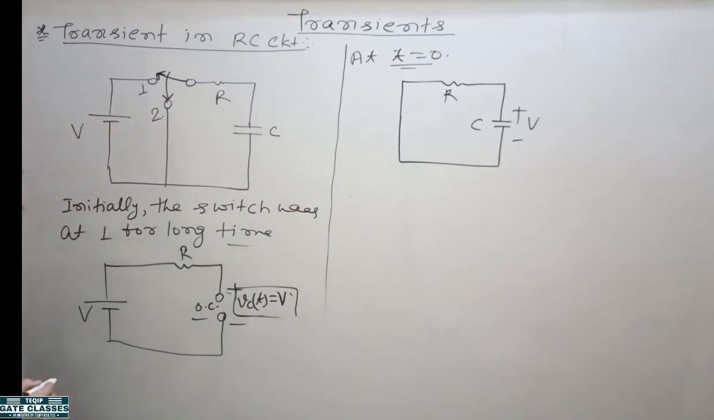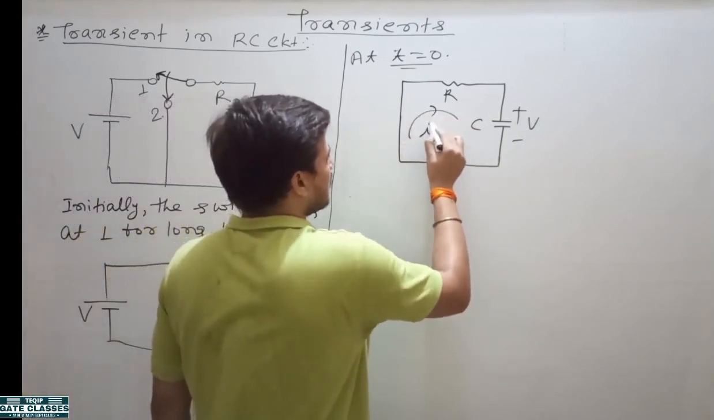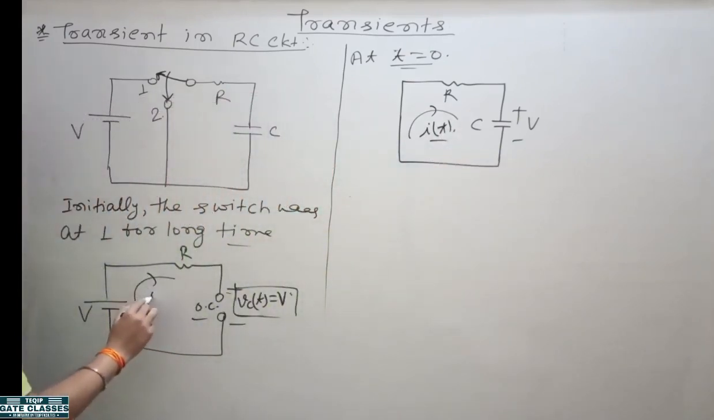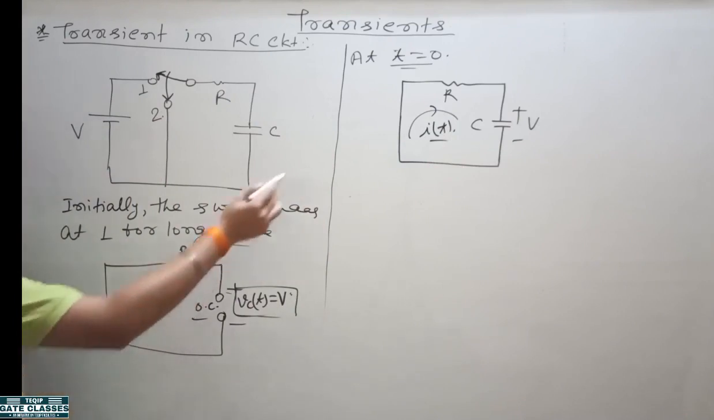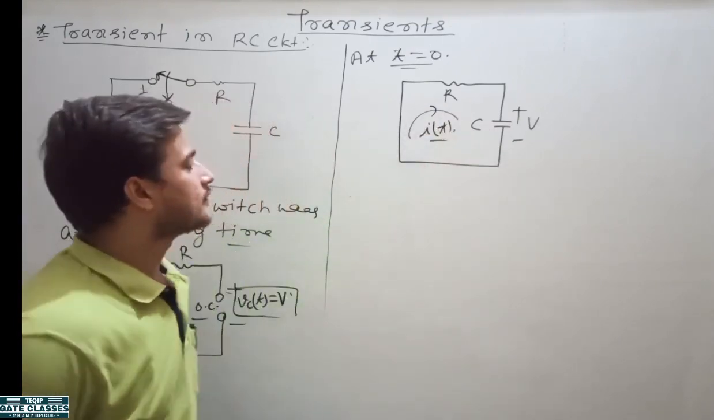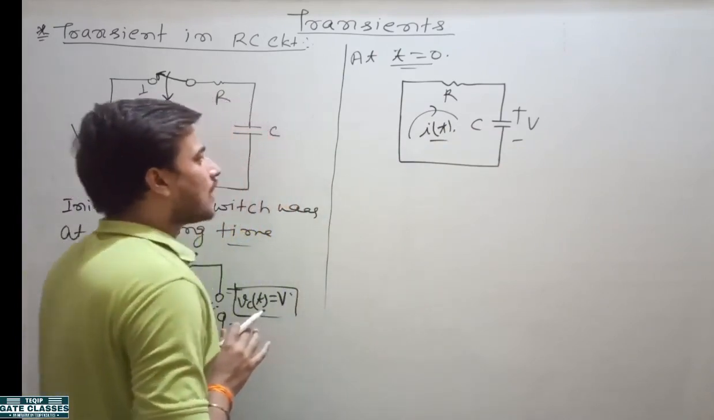The current direction will be IT. Here also the current direction was IT, so here also the direction of current will be from left to right. Clear? So this is the circuit. Now what do we have to do?